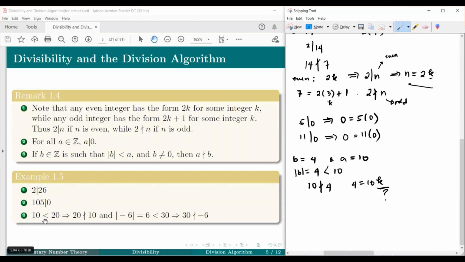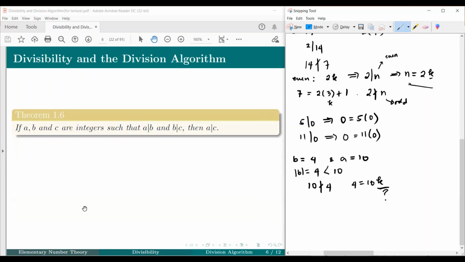Then here, 10 is less than 20. So b here is 10, a is 20, and we know that 20 does not divide 10, again because we cannot write 10 as the product of 20 and any integer. Here, we let b be a negative number. So b is negative 6 here. The absolute value of negative 6 is 6, and it is less than 30. So 30 here is a. Hence, 30 does not divide negative 6.